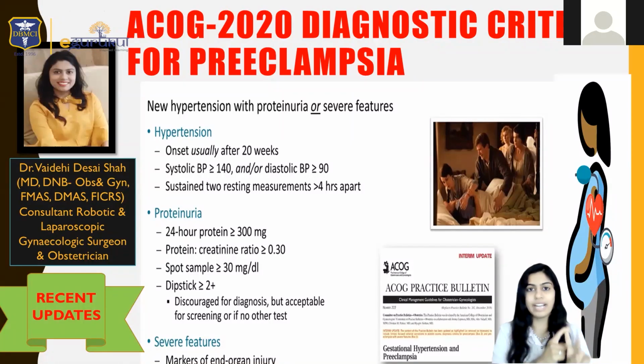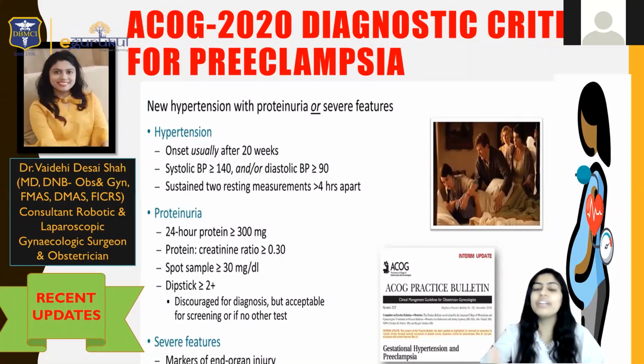There must be presence of hypertension for sure. And in the second criteria, either there can be proteinuria or severe features of end organ dysfunction. All right. Remember that these severe features are markers of end organ injury. Okay. So new onset hypertension is prerequisite with either proteinuria or severe features. So this is the new update.